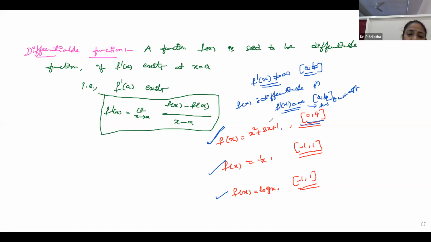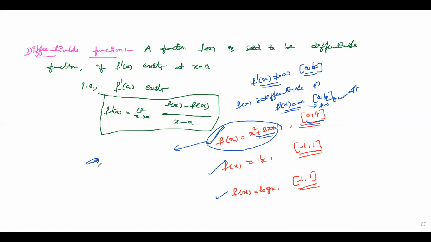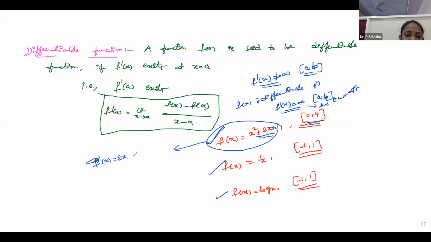So now coming to the first part. What is the differentiation of this function? What is f dash of x? f dash of x is equal to 2x plus 2. Okay, so the differentiation of f of x is 2x plus 2.